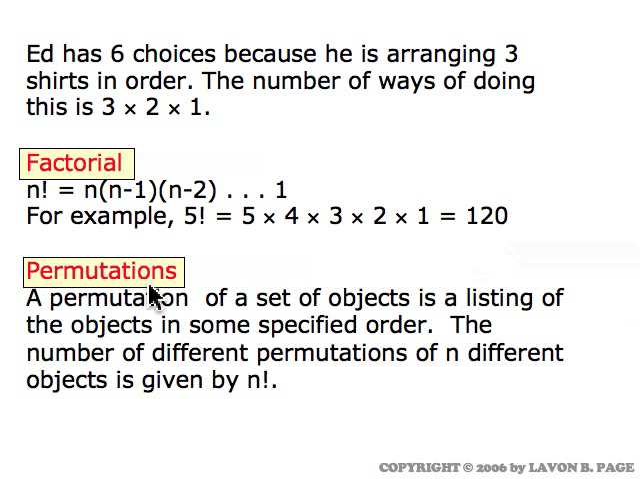So now let's formally come to the term permutations. It has a specific meaning. A permutation of a set of objects simply means an ordering of the objects in some specified order. And the number of different permutations of n different objects is given by n factorial. The example that we just saw with Ed's shirts, he had 3 shirts, and we saw that the number of ways of ordering those 3 shirts to match up with 3 days of the week was 3 factorial. If you were ordering 5 things, the number of ordered arrangements would be 5 factorial. The number of permutations of n distinct objects is n factorial, no matter what integer n happens to be.